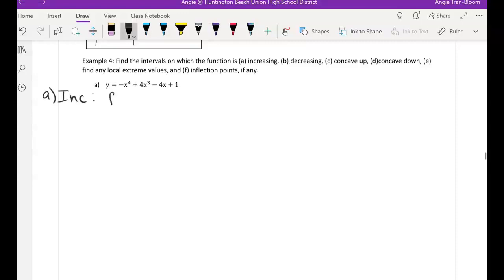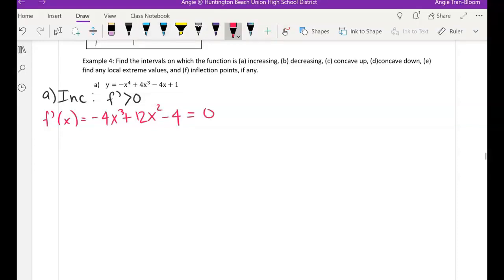Increasing is when the derivative is bigger than 0. Because there are no endpoints, I don't have to worry about endpoints. So it sounds like we have to find the derivative. f prime of x equals negative 4x to the third plus 12x squared minus 4. I have to be careful. I set it equal to 0, then I would like to solve for x.